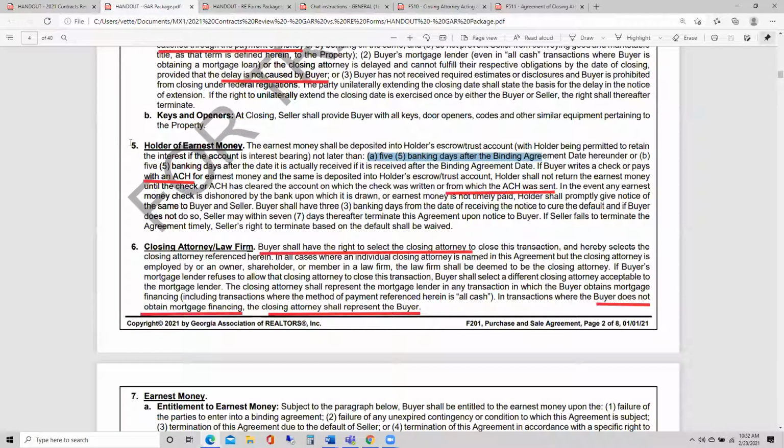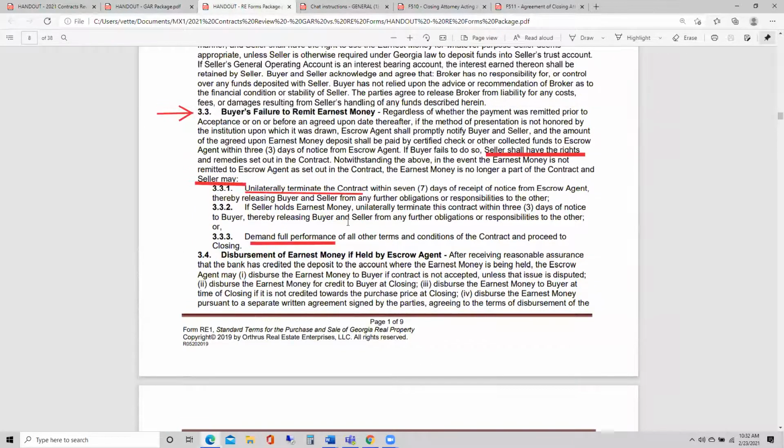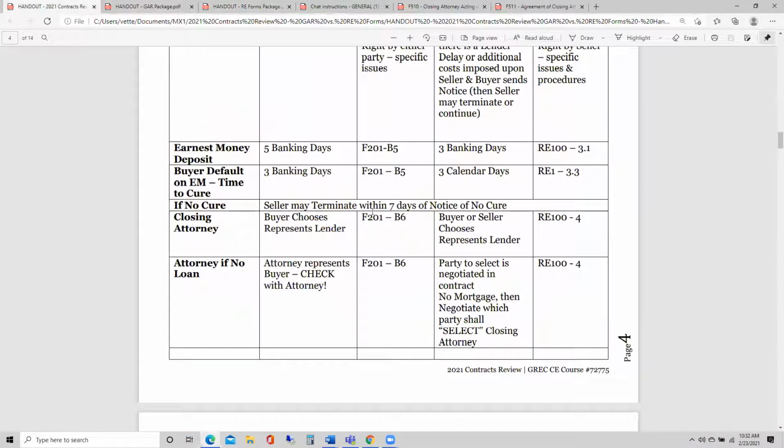And again, that is all spelled out in the GAR contract package. Here is where it is spelled out under the purchase and sale agreement, under the earnest money. If the funds aren't good and the buyer doesn't cure, here's where all of that is spelled out, the seller's rights. In the RE forms contract package, all of that is spelled out again in the standard terms under this paragraph 3.3 that the seller can terminate. If the seller doesn't terminate, you guys, then you just go on with the contract.